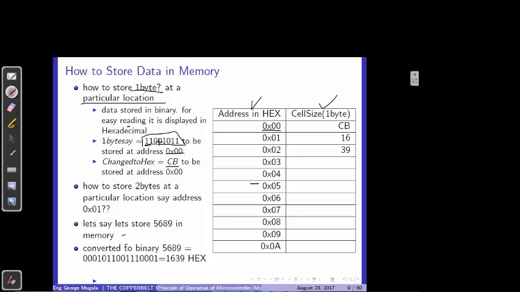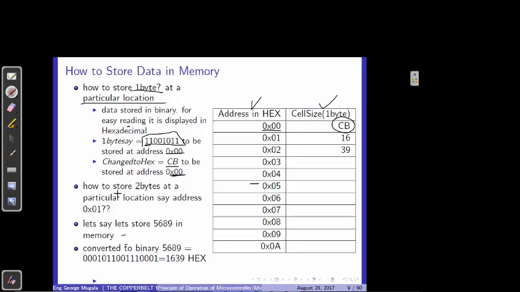The data, of course, is actually stored in binary, but we change to hex so that it's easier for us as humans to read than a bunch of zeros and ones, which could fry our eyes. So here's the point: I change that to hexadecimal, and at this address I'm storing CB. CB will be stored at that memory location.